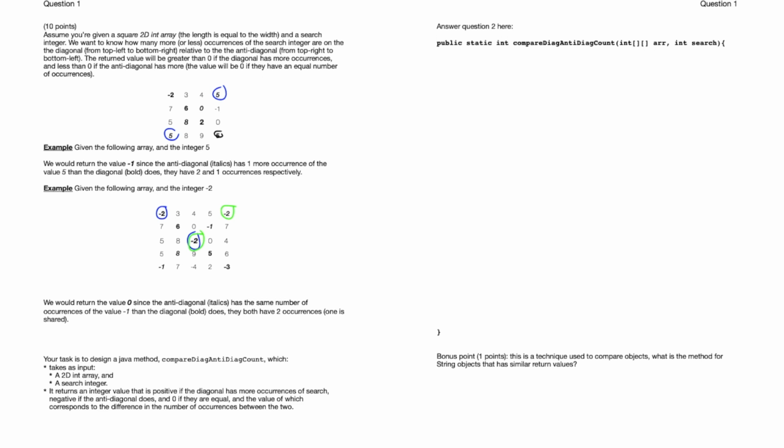Okay, so the summary here says your task is to design a Java method called compare diagonal anti-diagonal count, which takes a 2D integer array. It should be square, it said it was square up here. And a search integer. What we want to return is an integer whose value is positive if the diagonal has more occurrences of the search integer, negative if the anti-diagonal does, and 0 if they're equal.